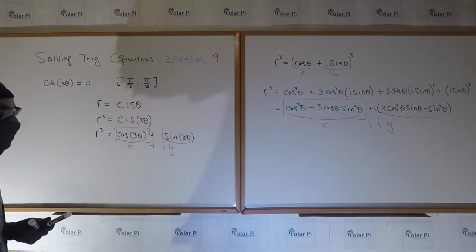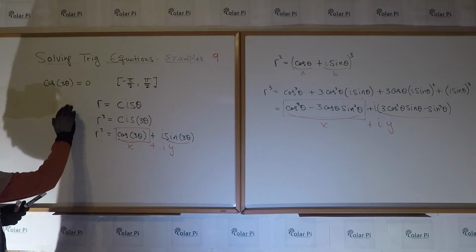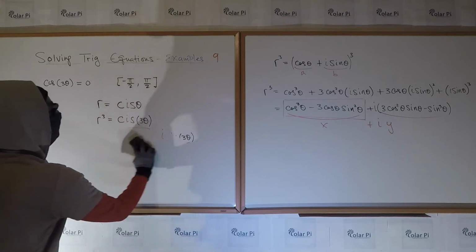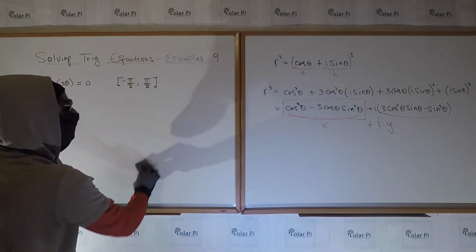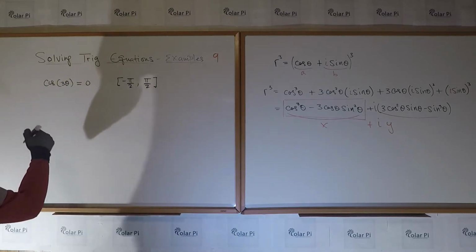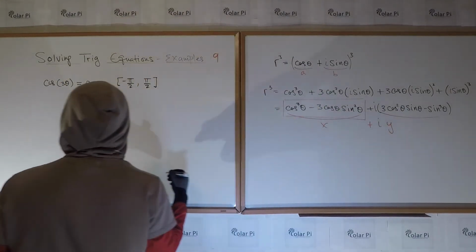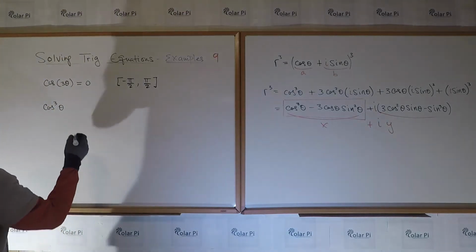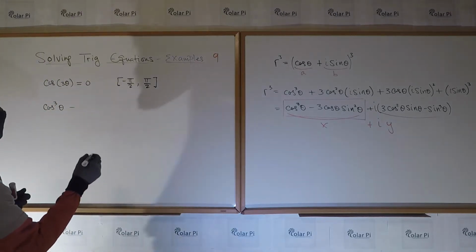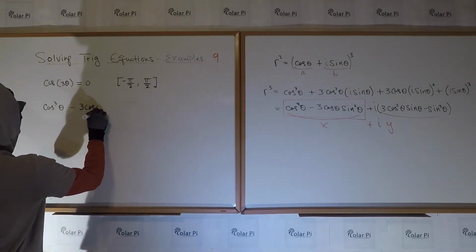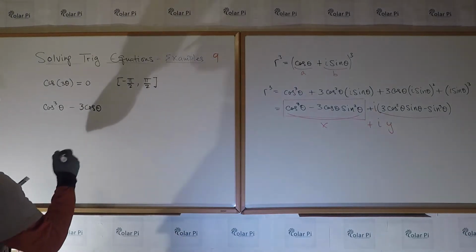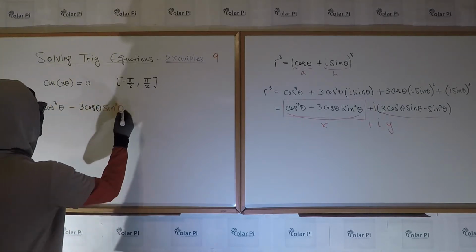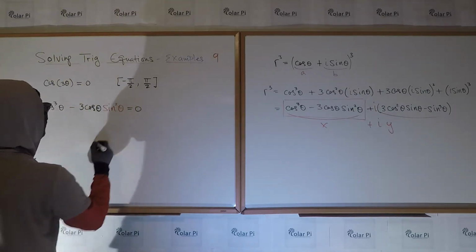So that's what we're going to use to move forward. We're going to replace cosine 3 theta equals 0 with this equals 0 and proceed to solving. Okay, cool. So let's do that. I rewrite this original equation in this form and write cos cubed theta minus 3 cos theta, times sine squared theta, equals 0. All right, cool.